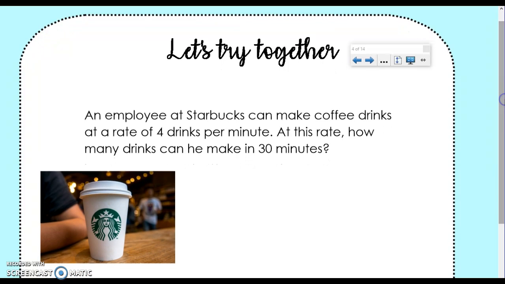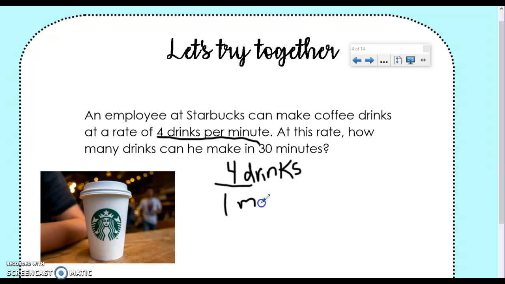Okay, so up here it says, let's try together. An employee at Starbucks can make coffee drinks at a rate of 4 drinks per minute. So we've talked about the word per and how that's comparing two different things. So if I have 4 drinks, go ahead and copy this down for me, per minute, okay, 4 is on top, 1 minute is on bottom. Remember, 4 drinks, go up here. So I'm going to write drinks. Sorry, my mouse is being a little picky today. Per 1 minute.